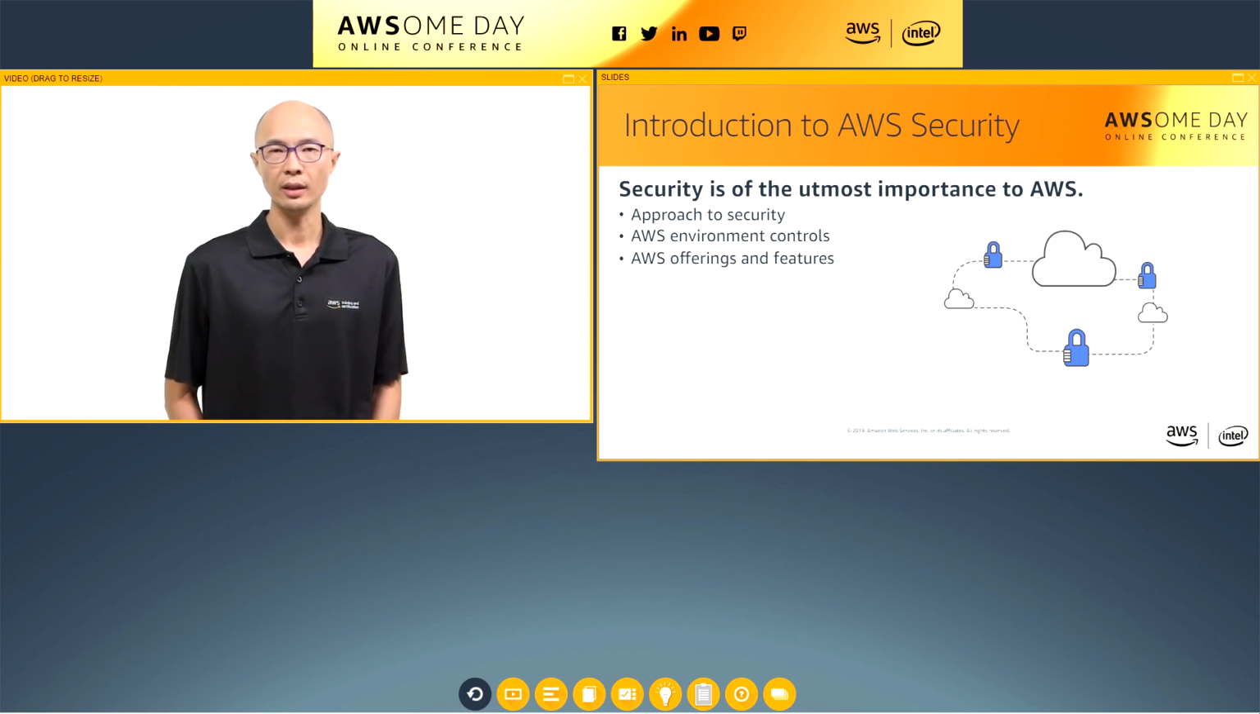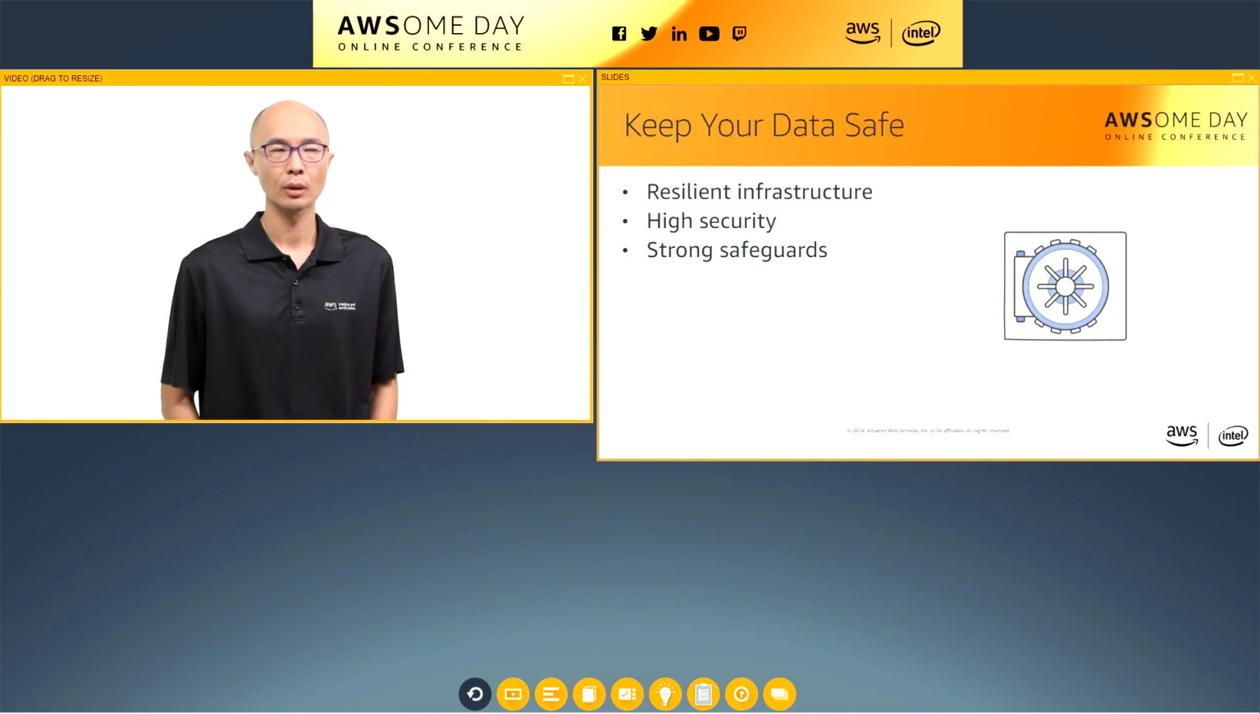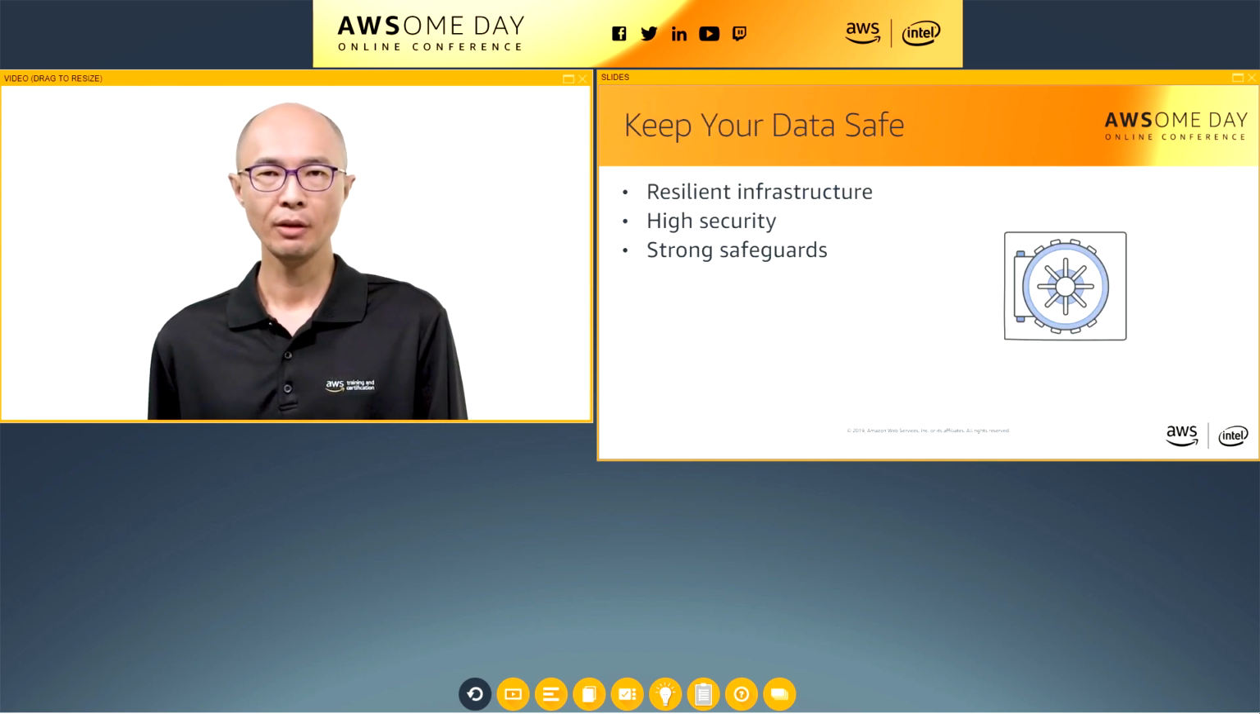This module is intended to introduce AWS approach to security, including the controls in the AWS environment and some of the products and features that AWS makes available to customers to meet their security objectives. All AWS customers benefit from a data center and network architecture built to satisfy the requirements of our most security-sensitive customers. This means that you get a resilient infrastructure designed for high security without the capital outlay and operational overhead of a traditional data center.